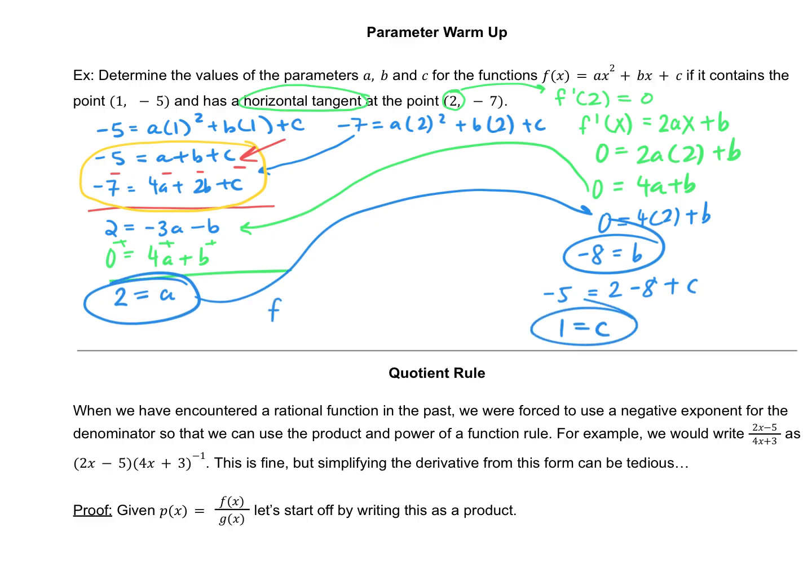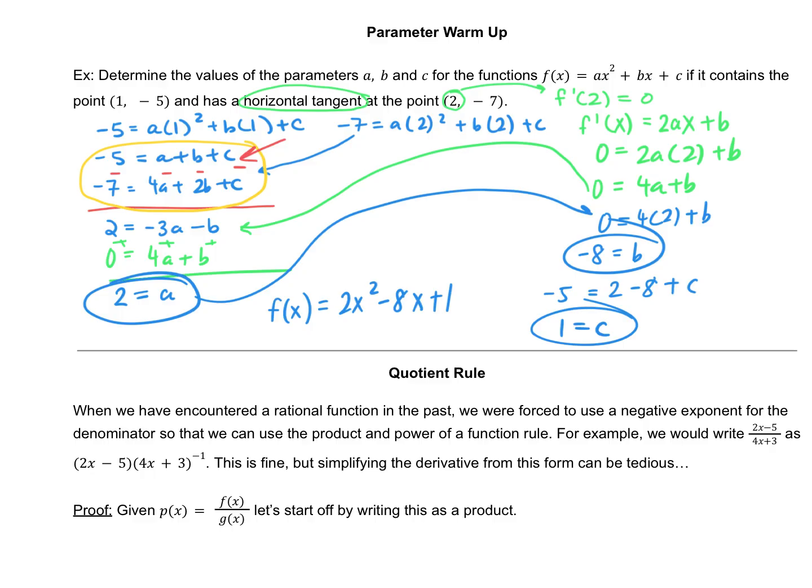So our function is 2x² - 8x + 1. And it will have those two points on it, and we could do a quick little left side, right side check, and its derivative when x is 2 should be 0. And we could check that as well.